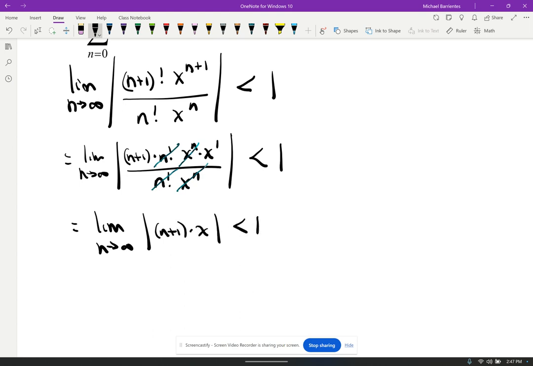Be very careful though. I'm taking the limit, but the limit is as n approaches infinity. That means this is getting bigger, but the x is not. The x is not affected by the limit because the limit is only talking about n's getting bigger and bigger and bigger. So what happens as n gets bigger? This goes to infinity, so the limit is infinity. That means this is not less than 1. This limit is not less than 1, and therefore it diverges.